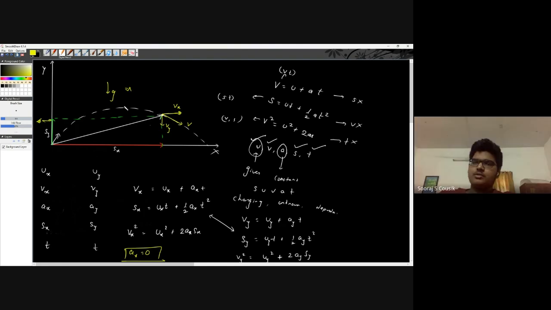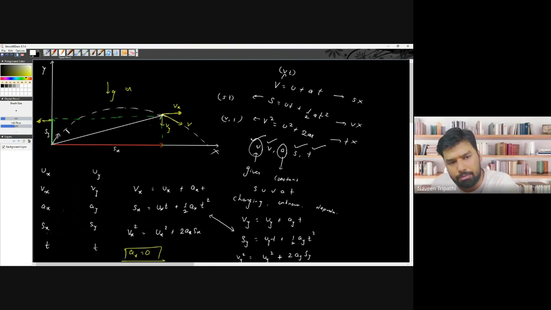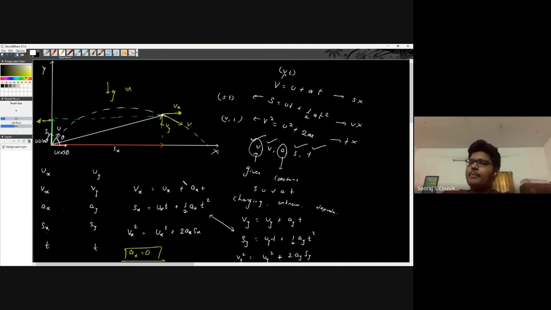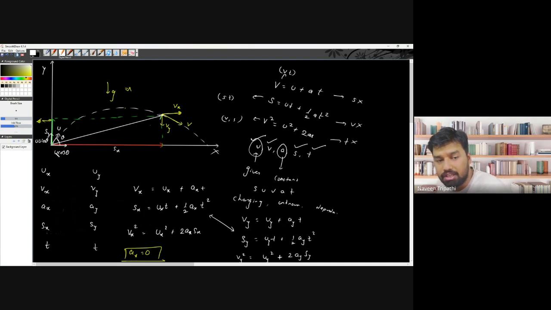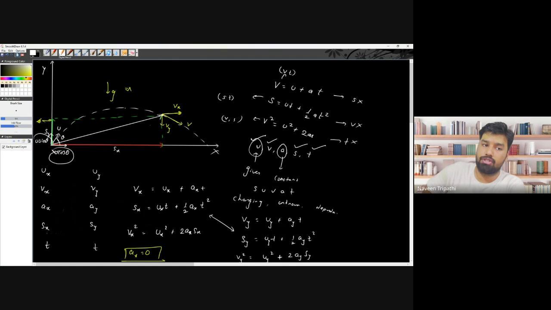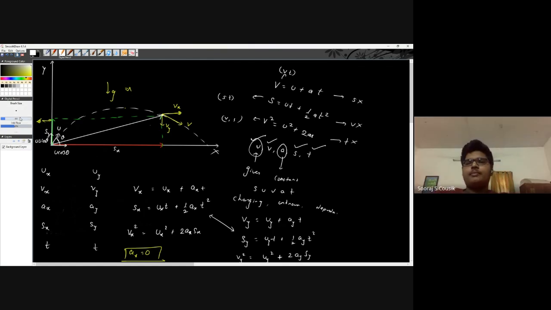Now, of course, with the help of angles, you'll be able to simply relate the quantities. Let's say the initial velocity is u, so you can write this velocity component as u cos theta, this velocity component as u sin theta. I think you know all this, right? So you can clearly see that the initial velocity x component is u cos theta, and the initial velocity y component is u sin theta. Right? Okay, fine.